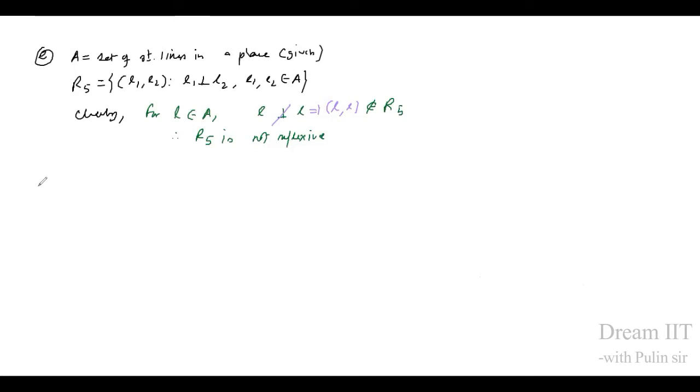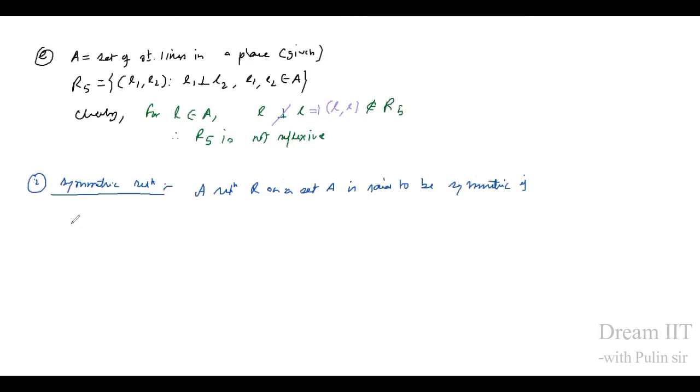Okay, now we'll be going for type number 2, that is symmetric relation. Reflexive then symmetric. So you write, a relation R on a set A is said to be symmetric.